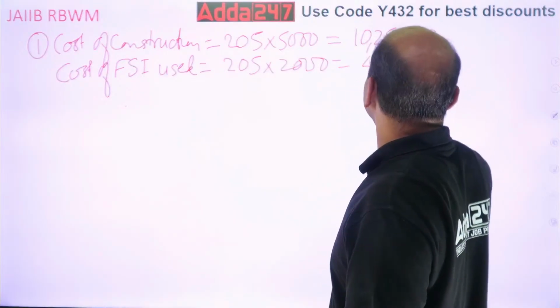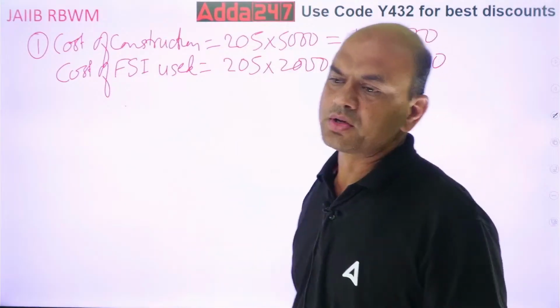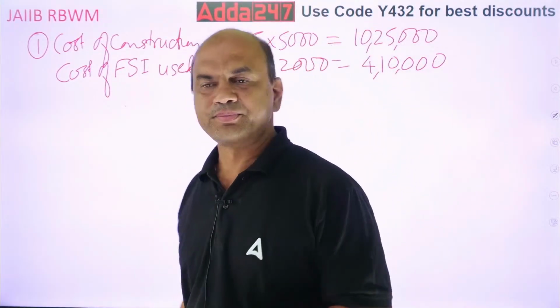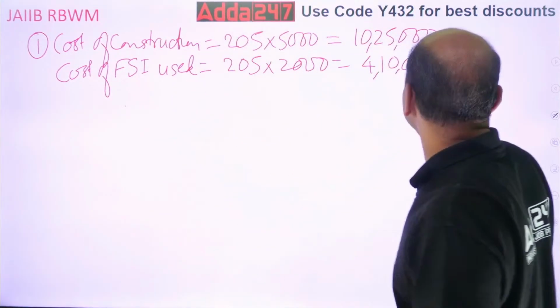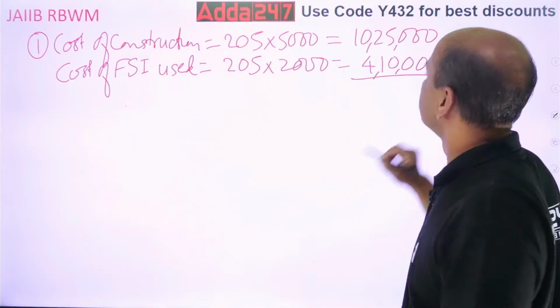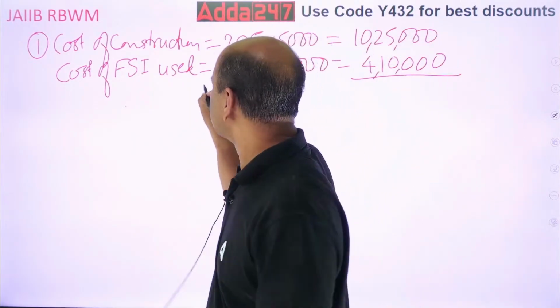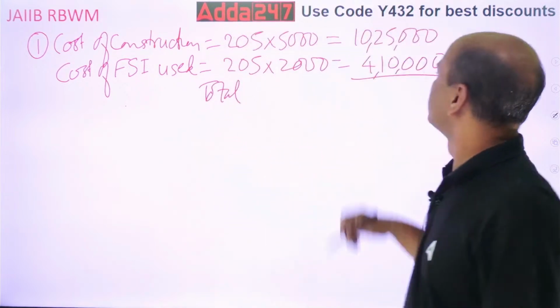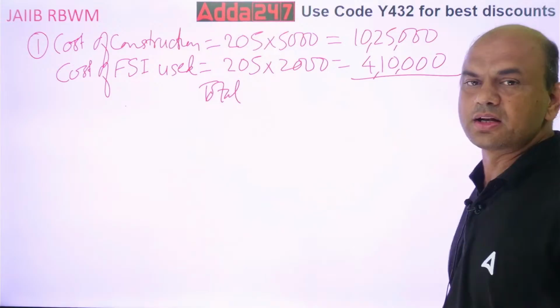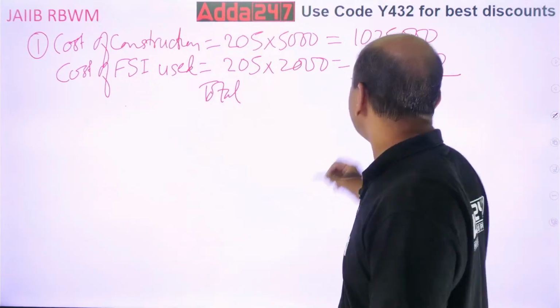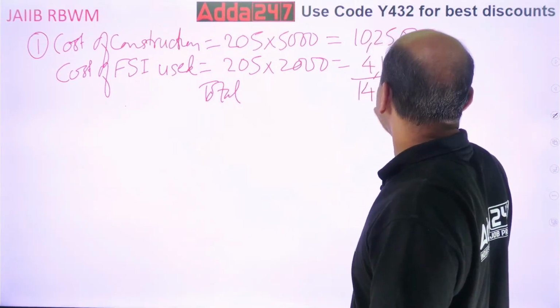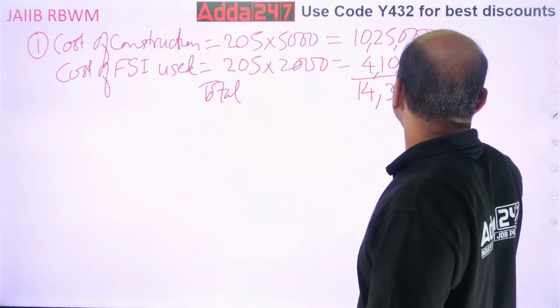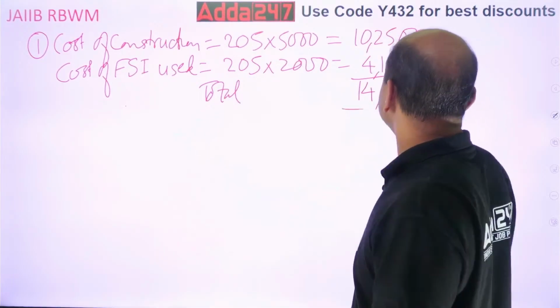410,123. Okay, so this much is my total cost. So my total cost becomes how much? If I add these two, my total cost is, these two I'll add. So total equals total cost. Add these two, it is something 1435. So 14,35,000. 1435,123. Okay, so this much is my total cost.